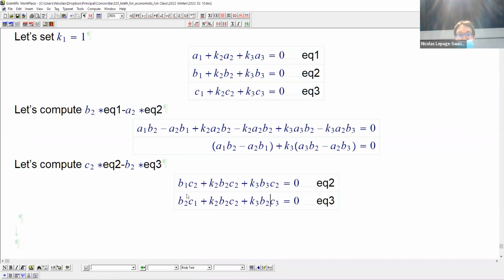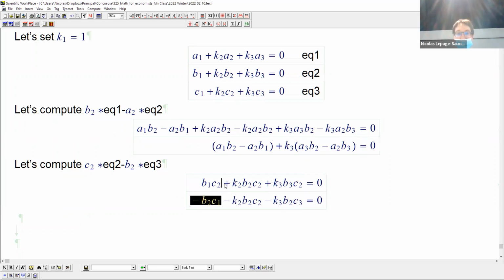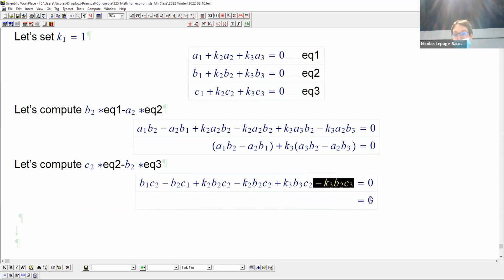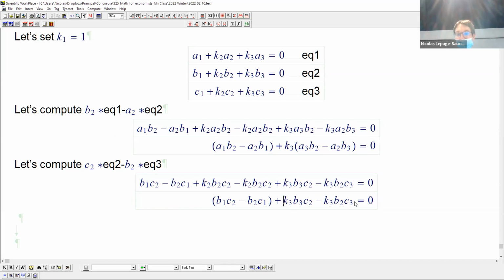And I have minus and minus. And then let's add together. And as I was wanting, K2 minus K2B2C2 minus K2B2C2, this goes away. And let's just put these two together. This becomes 0. And let's have the K2.